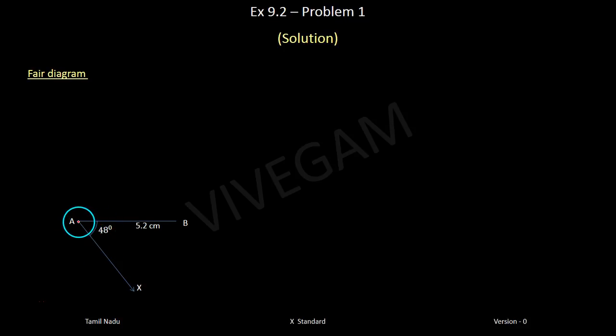Now you draw another line AY, which is perpendicular to AX, which means angle YAX is 90 degrees. So you are drawing a line AY perpendicular to AX. That is 90 degrees.